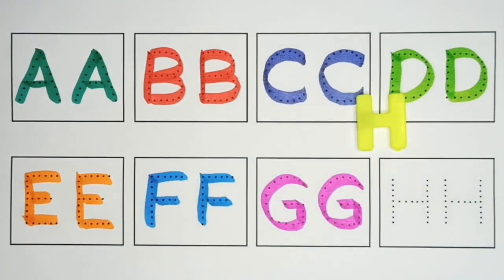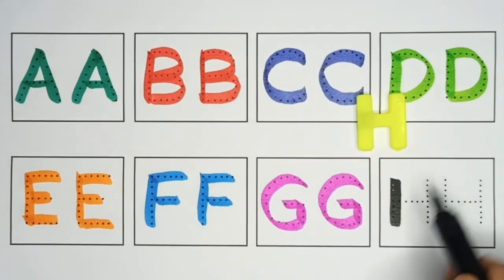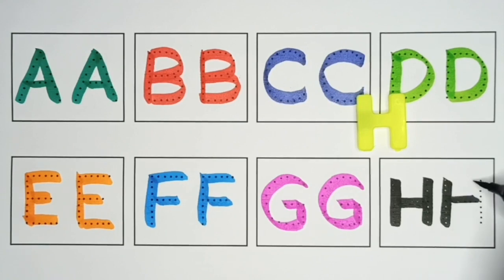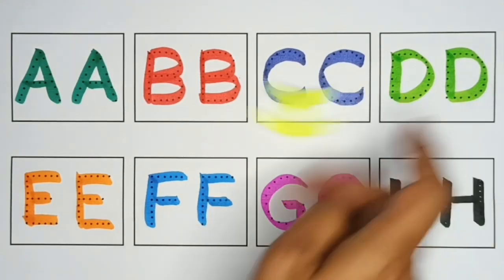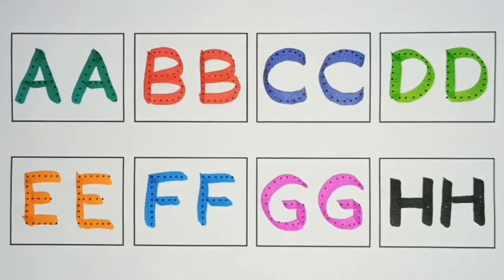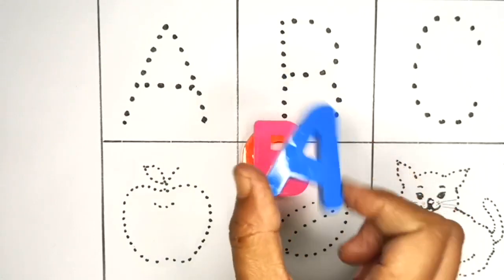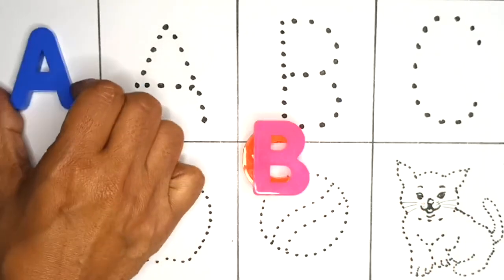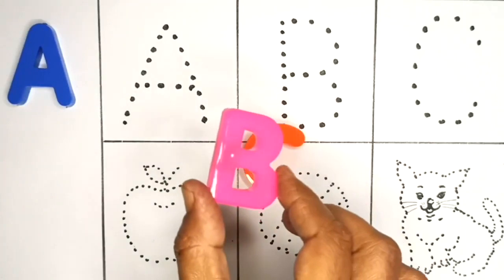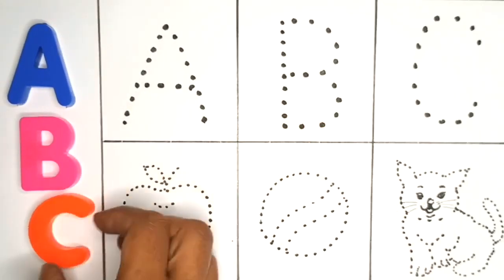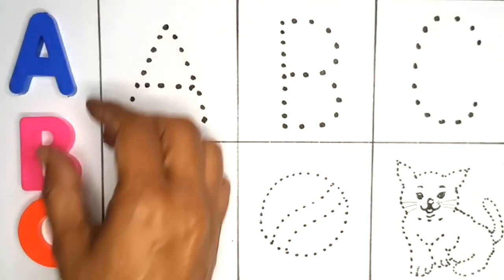H for hen. Black color. H. Thank you. A, blue color. B, purple color. C, orange color.